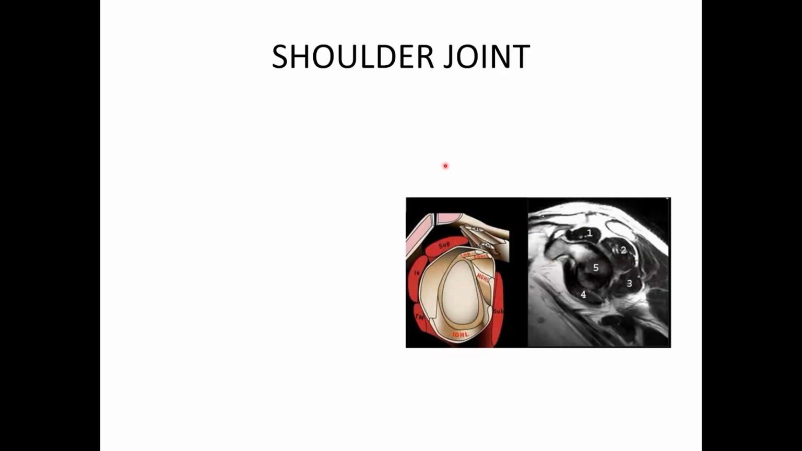Here is another shoulder joint, MRI modality. 1 we have the supraspinatus muscle. 2 we have the infraspinatus muscle. 3 we have the teres minor muscle. 4 we have the subscapularis muscle, and 5 we have the glenoidal cavity.